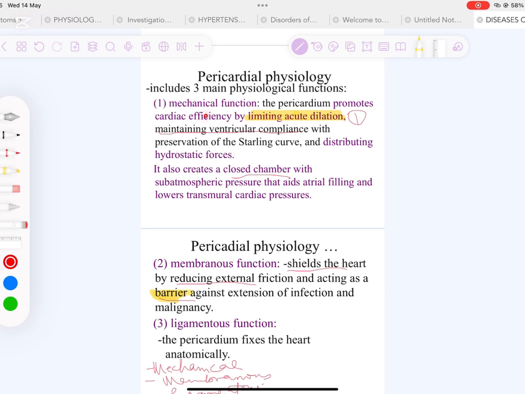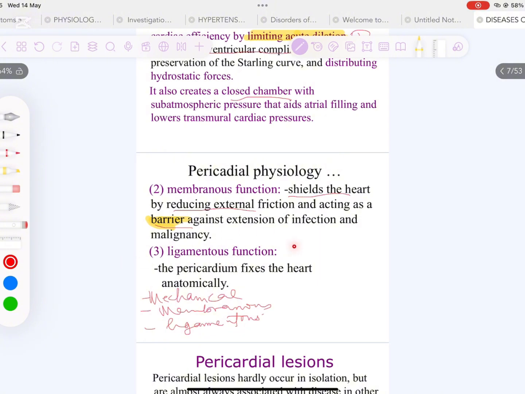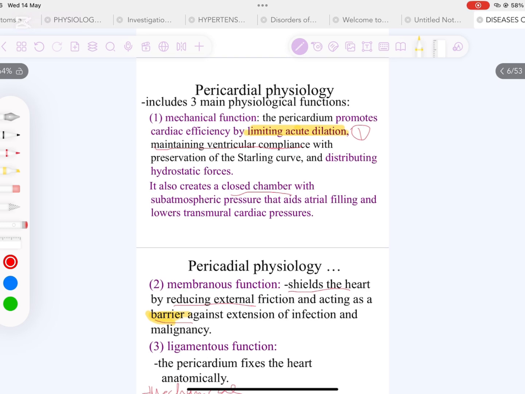The first one is mechanical function. Okay. Second one, membranous function, and then third one, ligamentous function, and that is the fibrous pericardium. That is where it comes in, where we said that it fixes the heart anatomically in place. Okay. So back to the mechanical function. What it means is that thing I said about it making the heart not over expand. That is one. Another thing it does is that if the heart cannot over expand, that is overfill or over dilate, because the pericardium is limiting the movement, limiting the expansion, right?